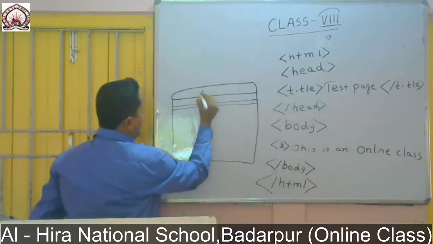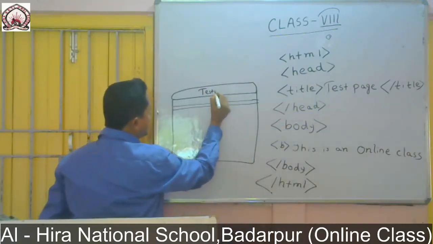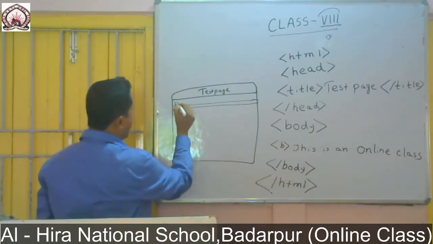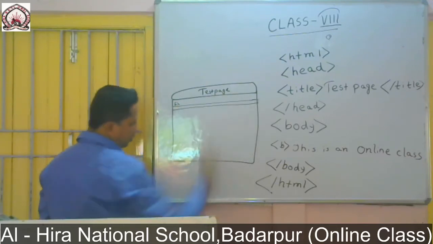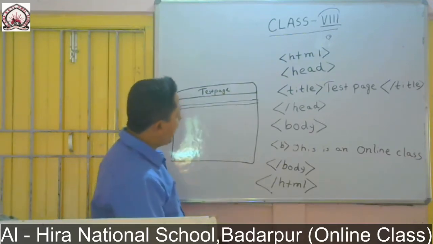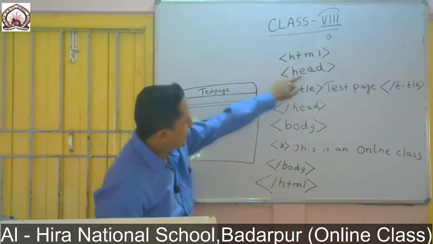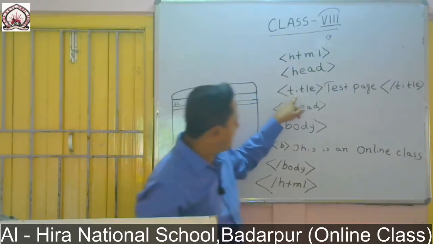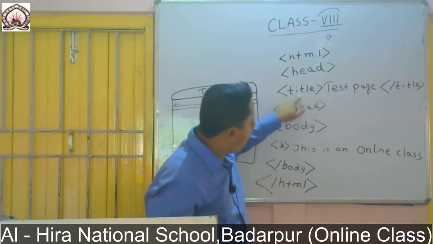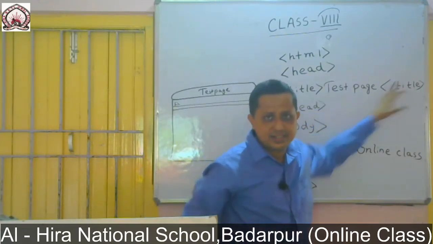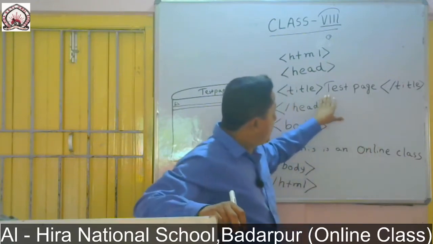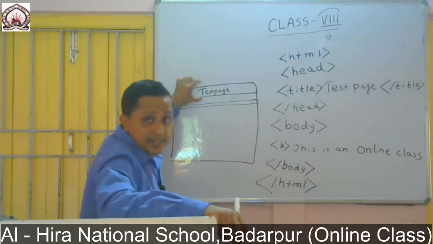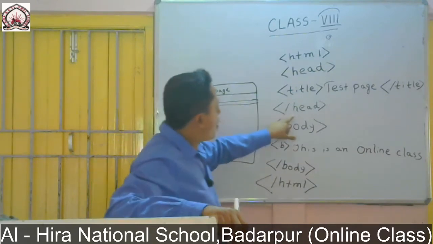So the name will come like this, test page. Here will be the file menu, view menu, so many menus will be there. Now see one thing, within head I have added one title. You can see the title I have opened, this is on, and I close it here, this is off. Within this I have written test page, so this will come in the header title. Then you can see I close the head.